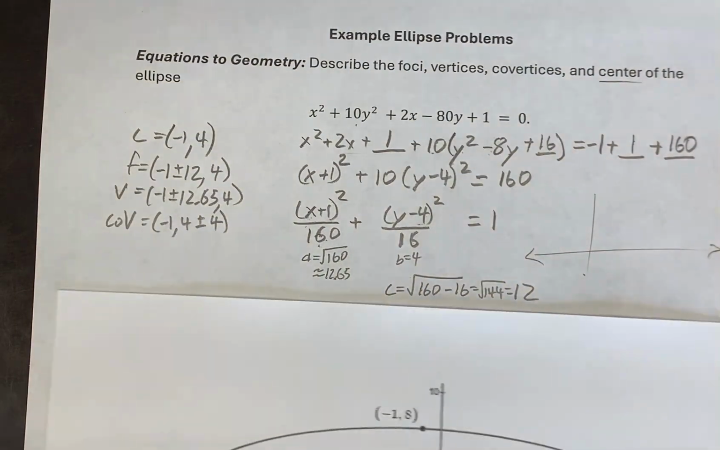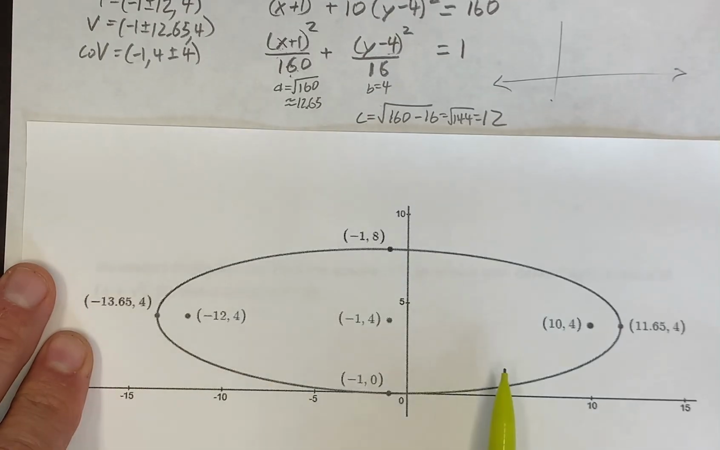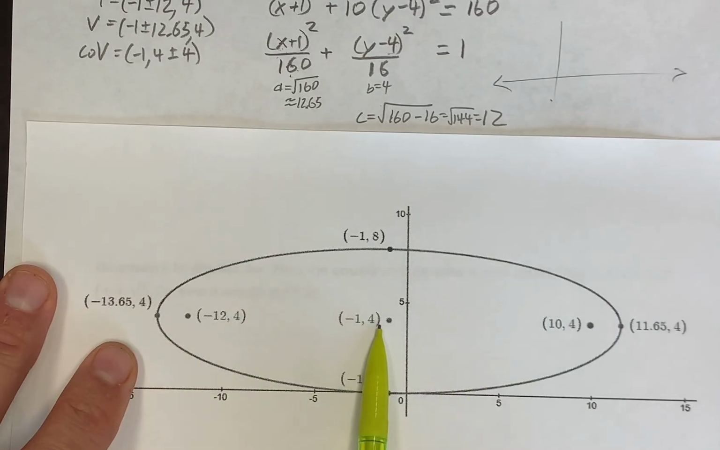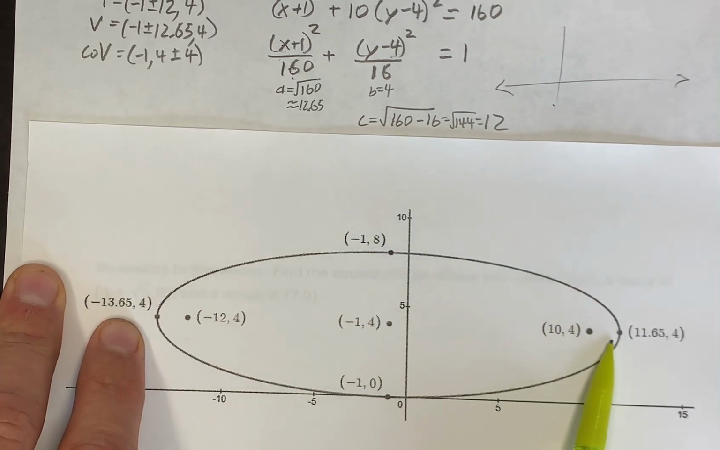I've taken the liberty of graphing that on Desmos. I just put in that initial equation, and this is what I've got. You can see there's the center, up, down 4, right, left 12, right, left 12.65, and that's what we have.